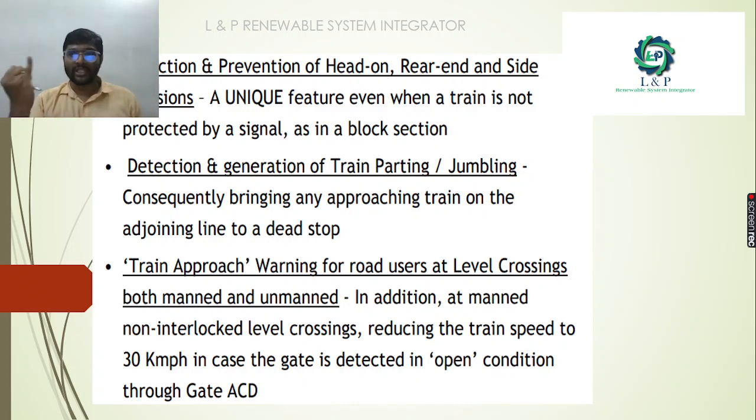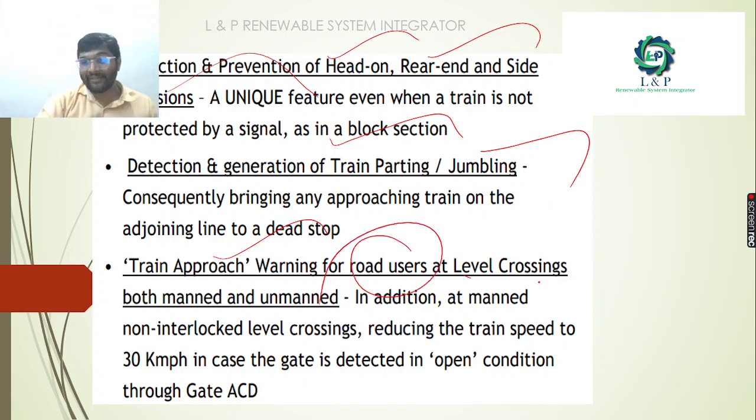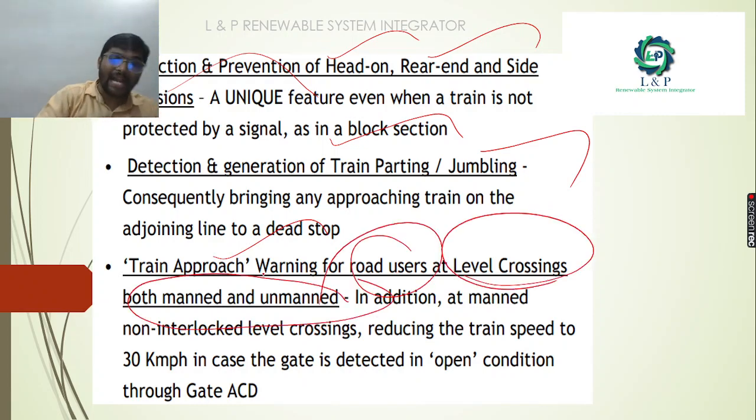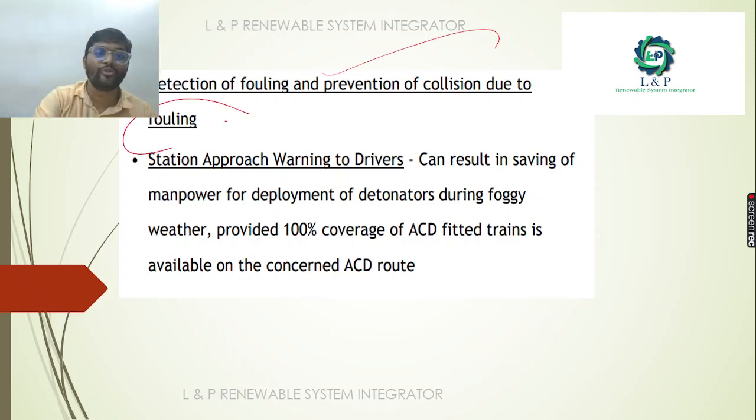So the first and foremost function of this KAVACH is detecting and preventing head-on, rear end and side collisions. This is the most important unique feature. And also we are detecting and generating alerts for train parting or jumbling, okay. We are also creating train approach warnings for road users at level crossings, both manned and unmanned. And also we are providing detection of falling and prevention of collision due to falling.